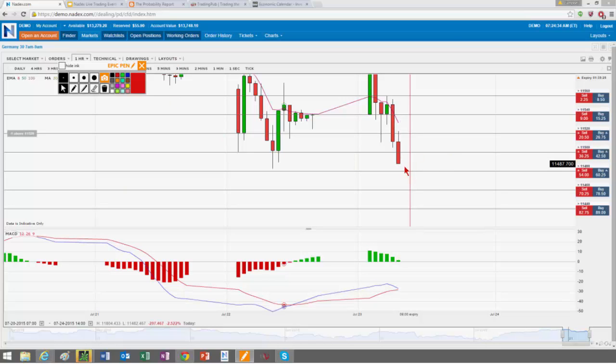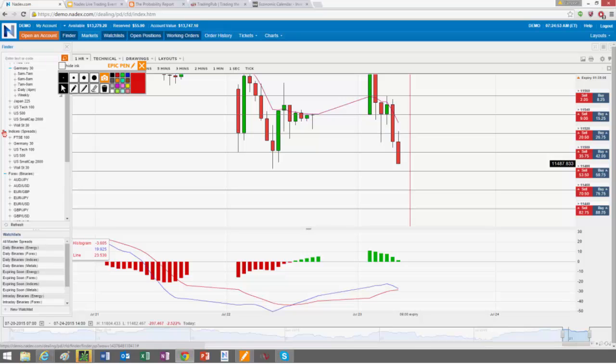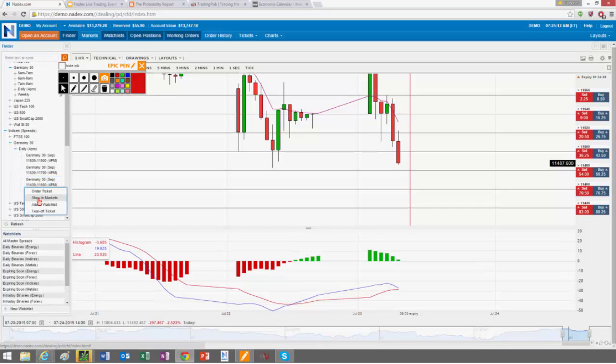Okay, I've got to stop right here. I'm going to do a spread. Pull up my little finder. I'm going to go to indices and spreads, and Germany 30. And it offers you a daily spread. 11.48. I want to pick a spread.